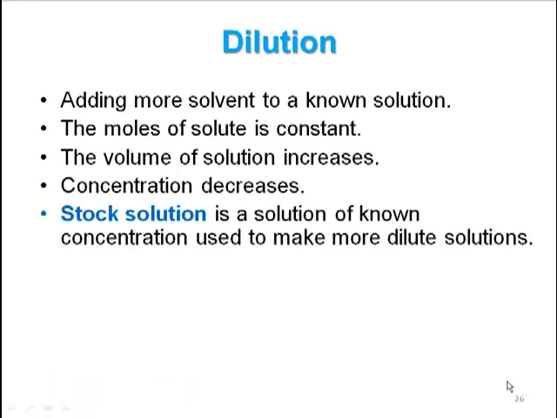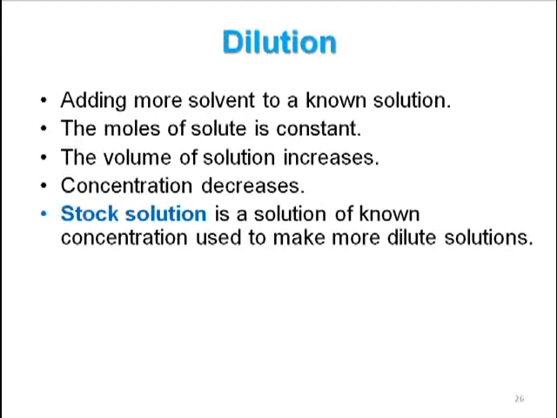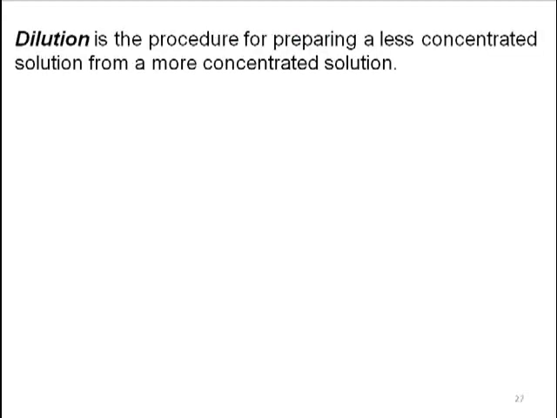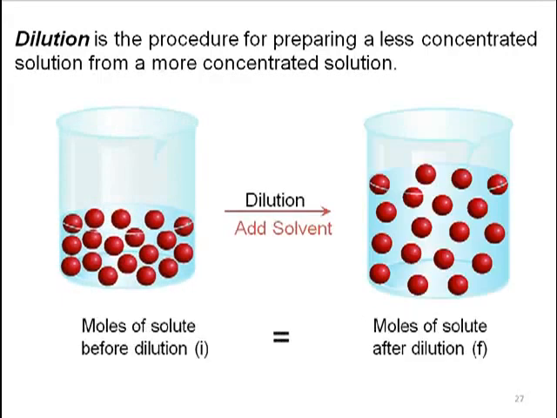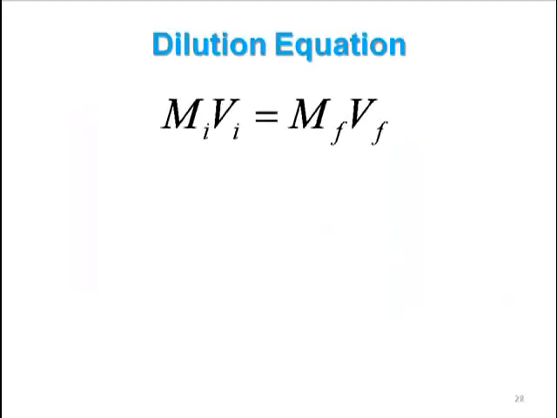Now, when you dilute something, you are adding more solvent to a known solution. The moles stay constant. A stock solution is a solution of known concentration used to make more dilute solutions. So normally that is something you would get to make a new solution. Concentration always decreases in that solution. When you add solvent, it decreases the concentration, but the moles stay the same.